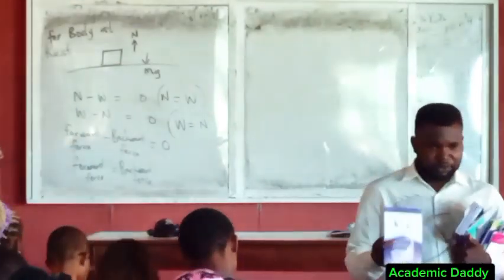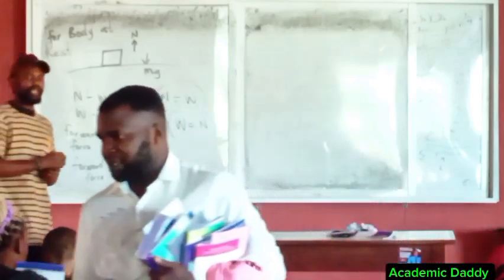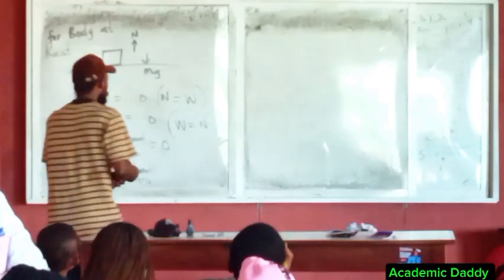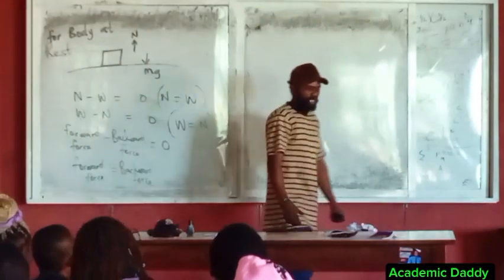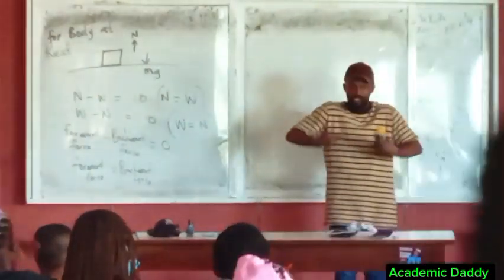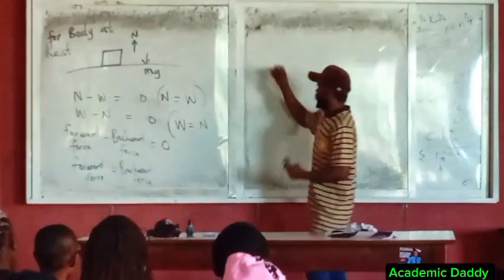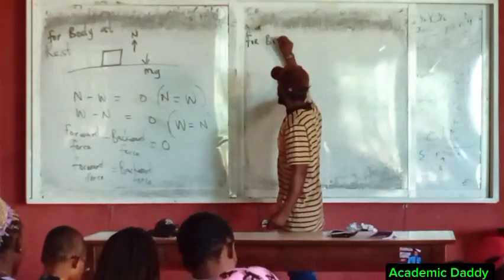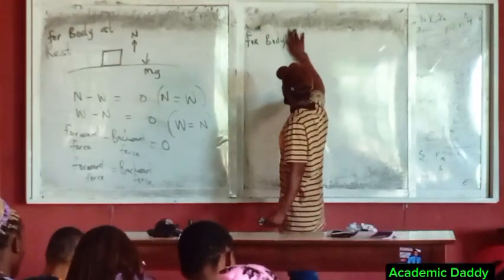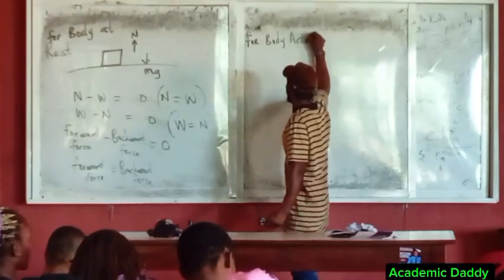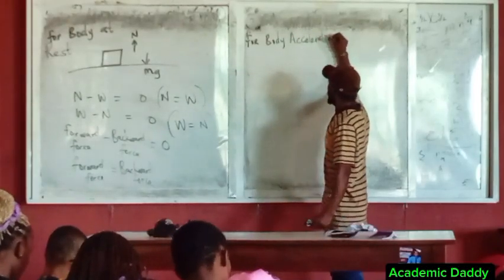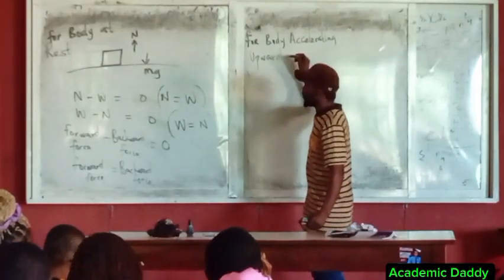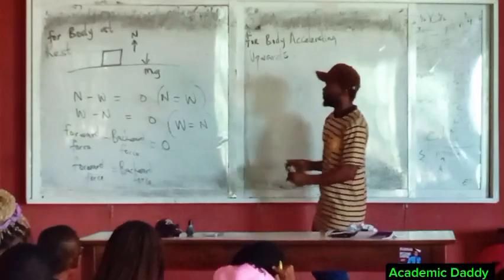Very simple. Now, let's say a body is being dragged up or thrown up. For a body moving upward, or let's say somebody enters an elevator, the elevator is carrying the person up. So for a body accelerating upwards, I have a reason why I'm using accelerating and not moving, because we need to know the term. We know that acceleration is active here, upwards.